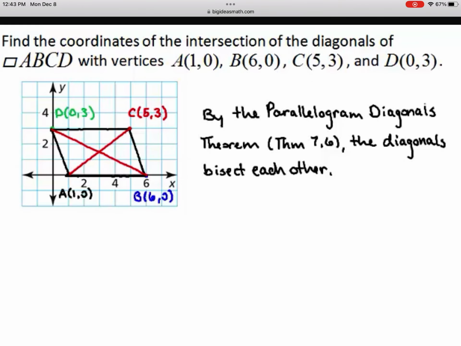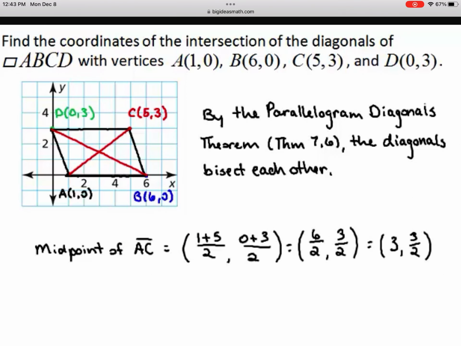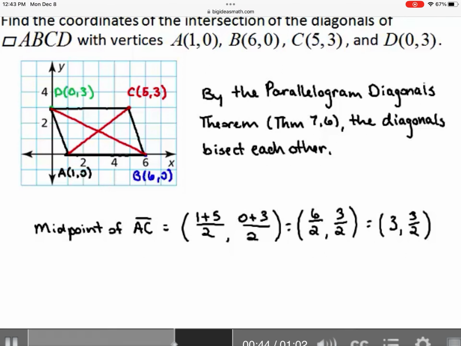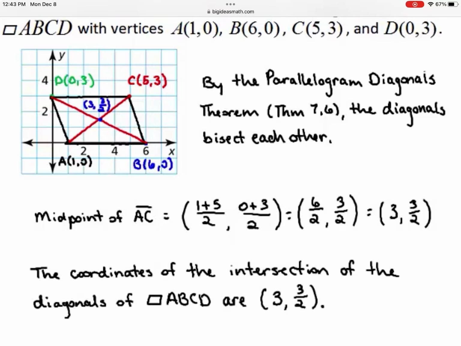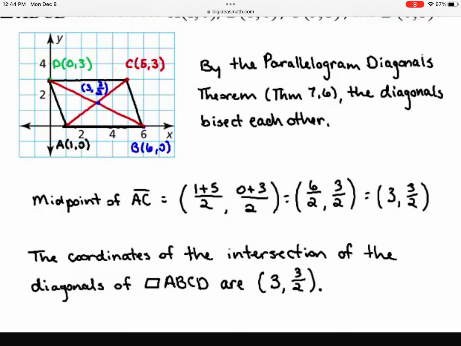So find the midpoint of one of the line segments. So the midpoint of line segment AC equals (1 plus 5 divided by 2, 0 plus 3 divided by 2), which equals (6 divided by 2, 3 divided by 2), which equals (3, 3/2). So plot this point on the graph. So the coordinates of the intersection of the diagonals of parallelogram ABCD are (3, 3/2).